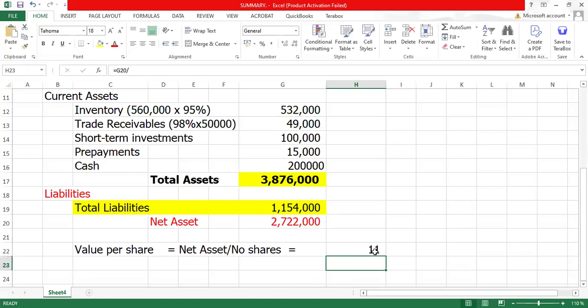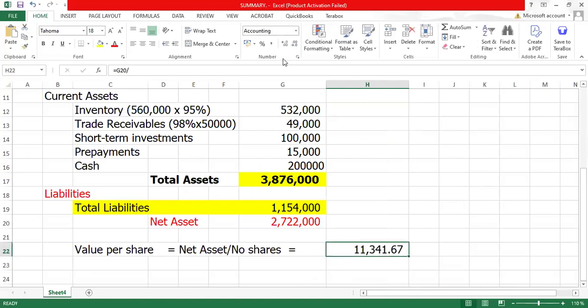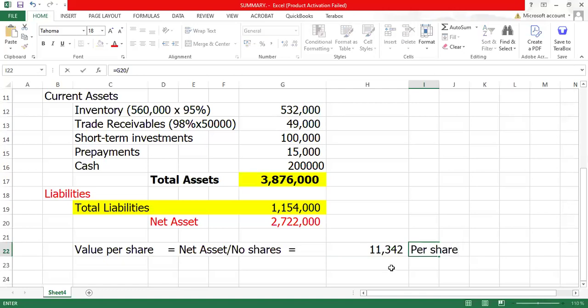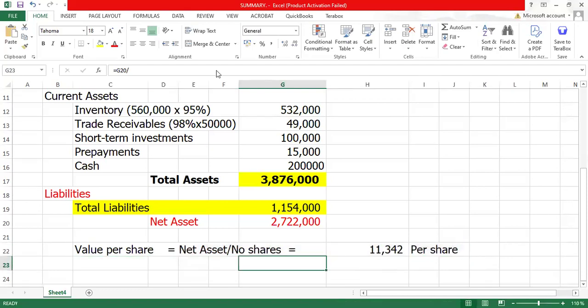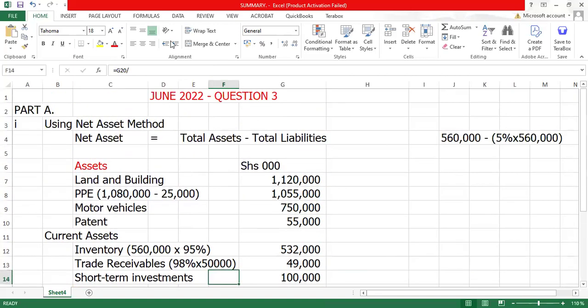So what you get here, this is what you have in your book. When you use your calculator and divide this figure by the number of shares, this is what you get. This is per share. So what does this one mean? If you're the one to acquire this company, can you go ahead and acquire?